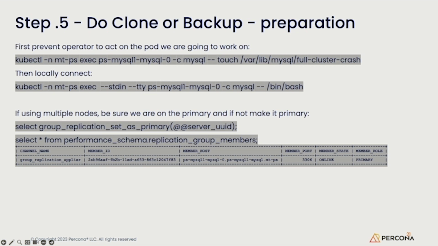And in this case, we have one node, so this command is not really needed. But there is a way to do it with multiple nodes, though I suggest you work with one node at the beginning. And then you do a select from performance_schema replication group members, and you can see that everything is online and primary, so our node is ready to go.